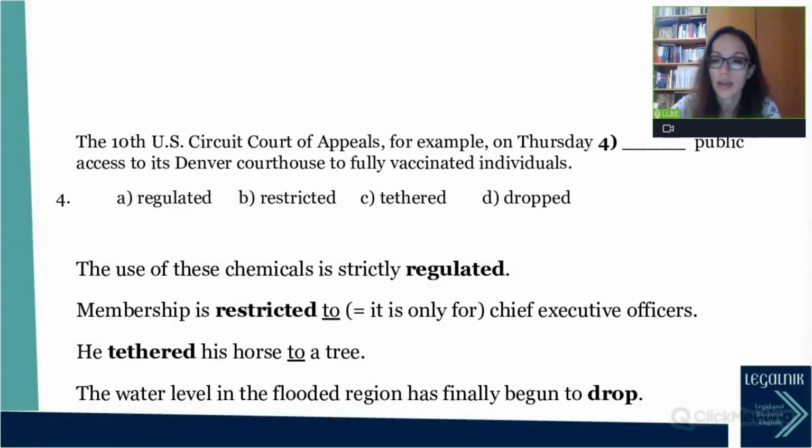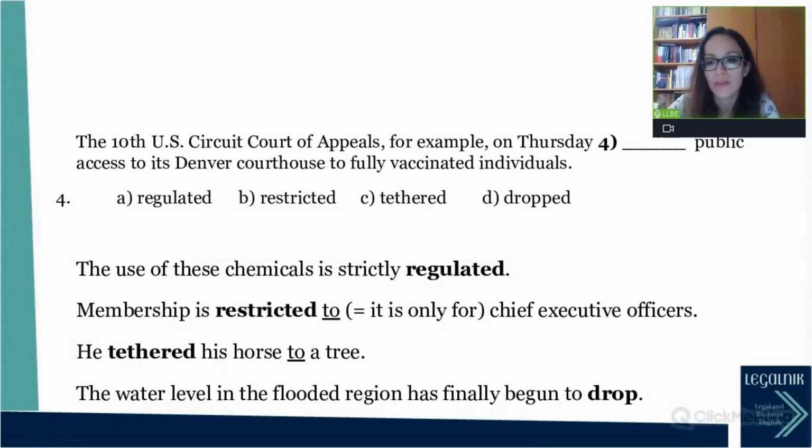We've got the next one, tethered. To tether something to something else is just to tie something to something else, to link. Usually, so physically, if we mean literally, then we mean that it's linked or tied with a rope. So here, he tethered, he tied his horse to a tree. So again, we've got to as a preposition, but another meaning. And in the last sentence: the water level in the flooded region has finally begun to drop.